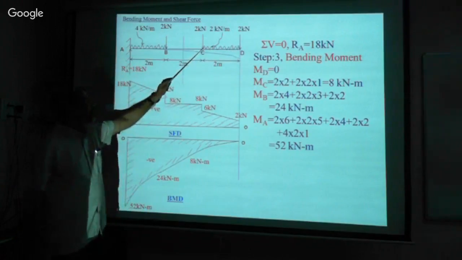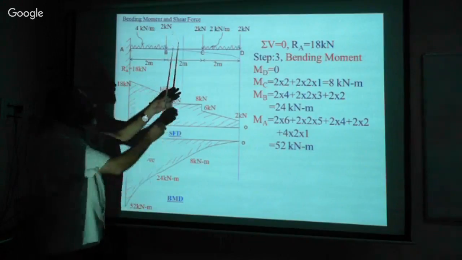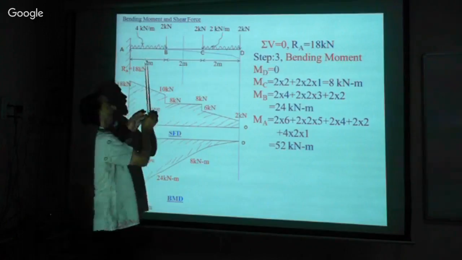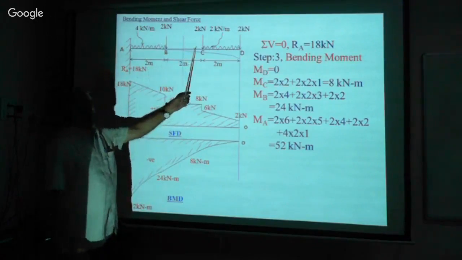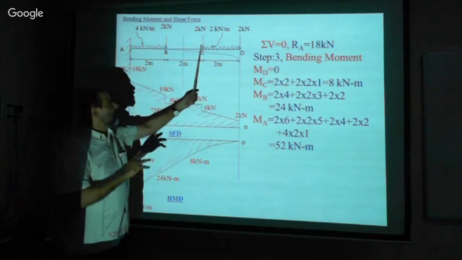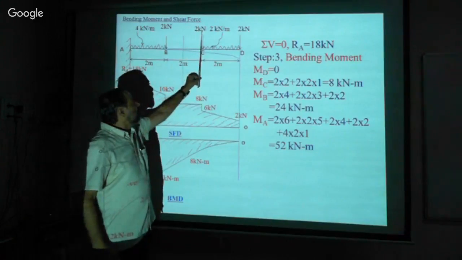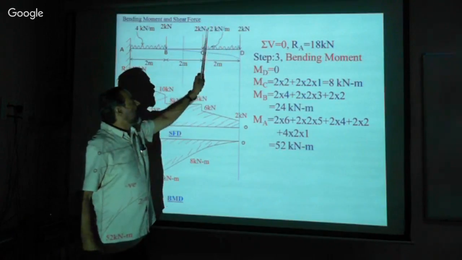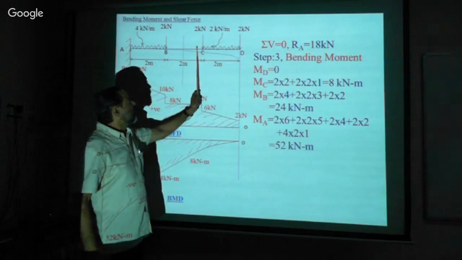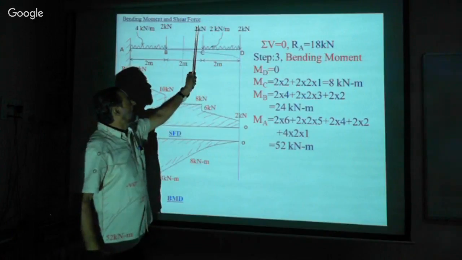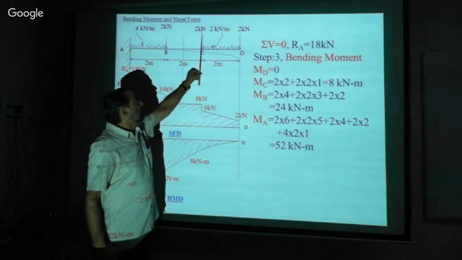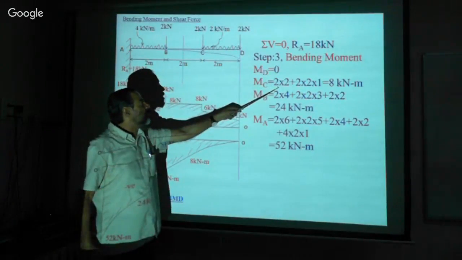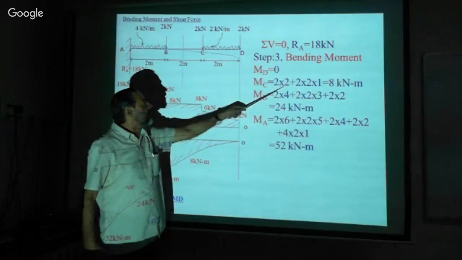Bending moment at C is equal to, according to definition, consider either the right hand side or the left hand side. Now, according to your convenience, you can consider either right hand side or the left hand side. Now, see, bending moment at C is equal to, here 2 kilonewton is acting. That is 2. Distance is 2 meter. Isn't it? Distance is 2 meter. The bending moment at point C is equal to 2 into 2. That is what we have written here. 2 into 2, 2 kilonewton into 2 meter.